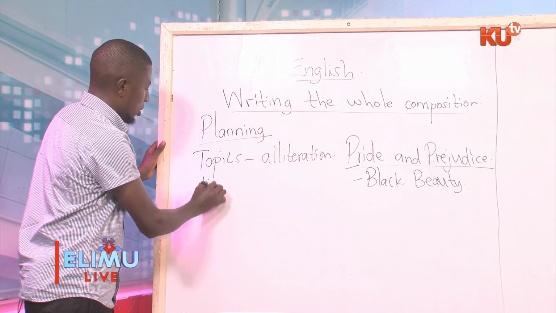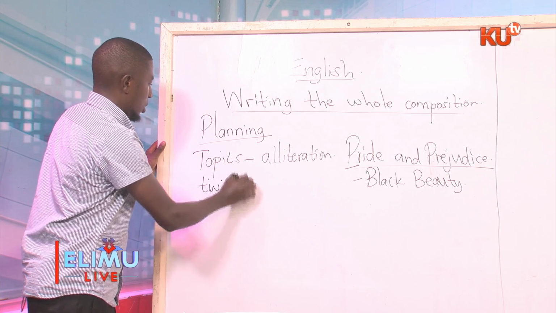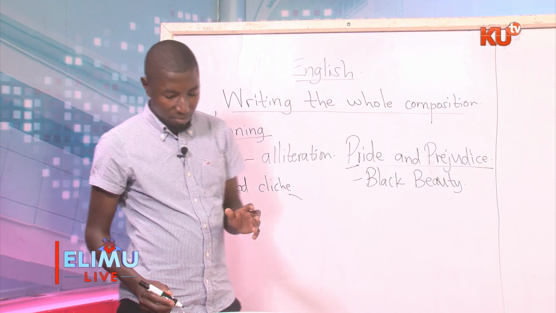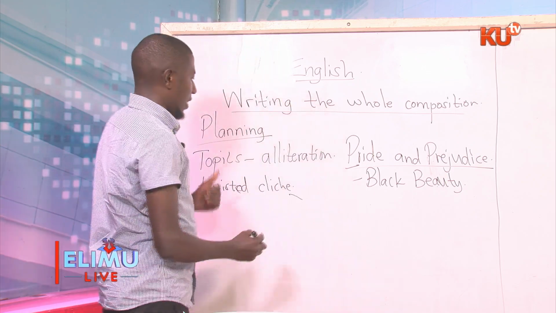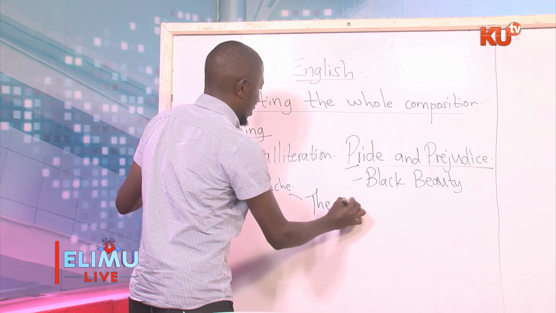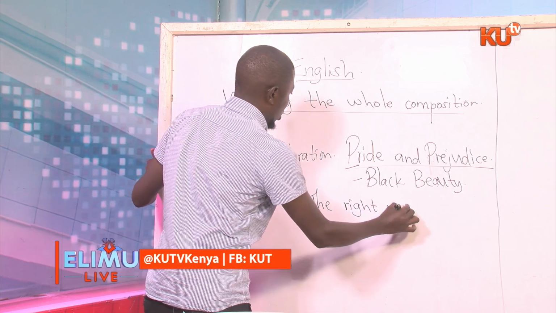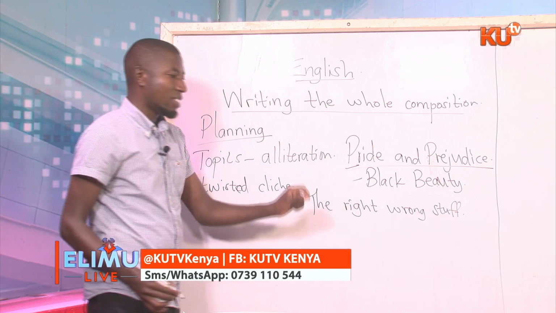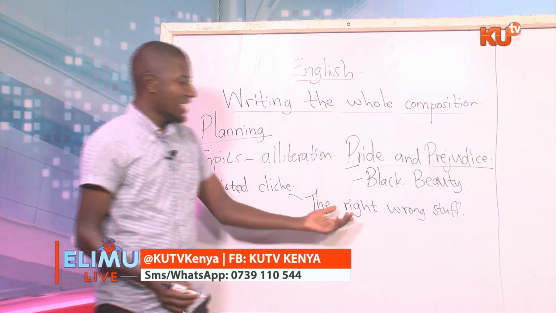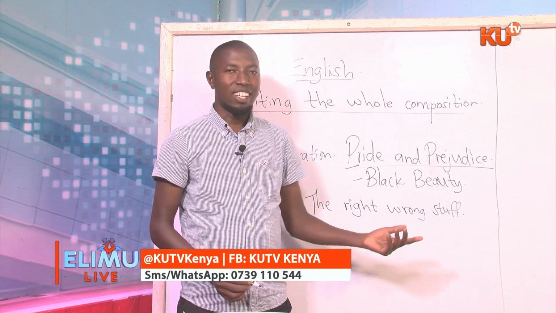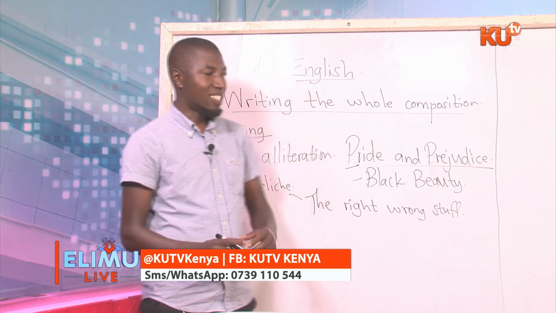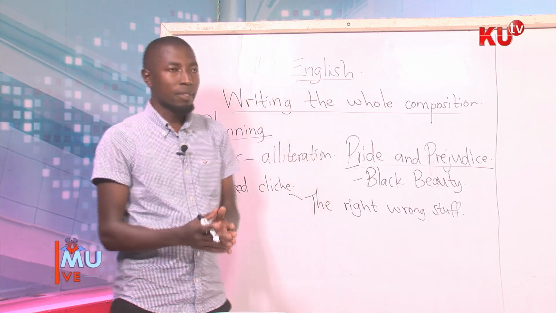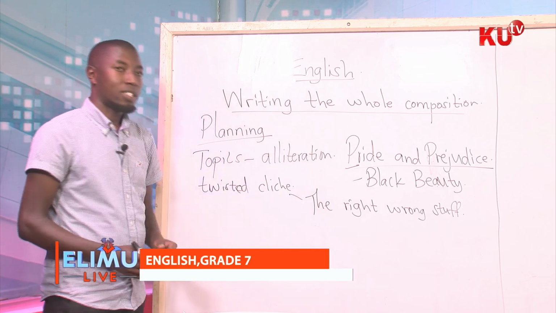Another style that you can use to develop topics is twisted cliches. An example of a twisted cliche is like The Right Wrong Stuff. So it's saying right and then it's saying wrong in the same phrase. So it's twisted and it's a cliche. You can use such to write your topics. You can use the styles. Alliteration is one style you can use.